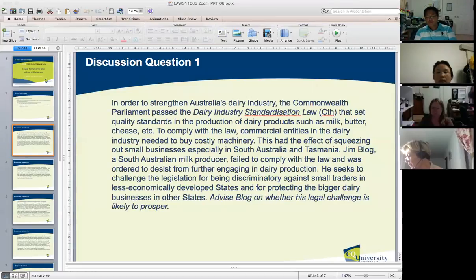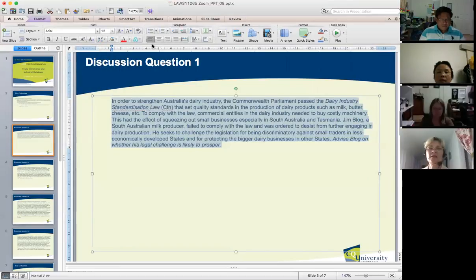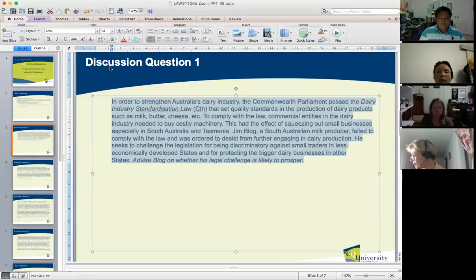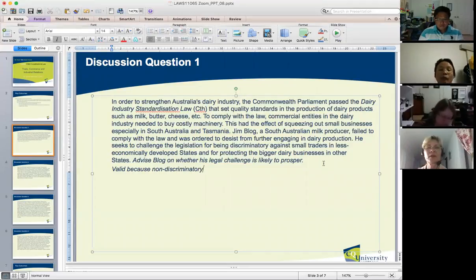I believe that the law itself is valid. And the reason I believe that it is valid is that it's not discriminating against any one state or all states. It is a law that has at its heart to strengthen the dairy industry. So by doing so, that's just the short answer. Would you like me to expand or not?